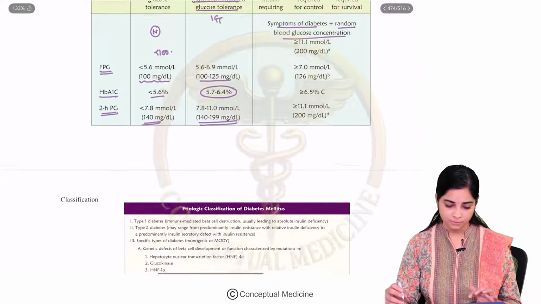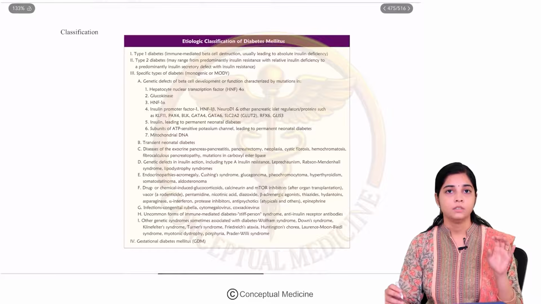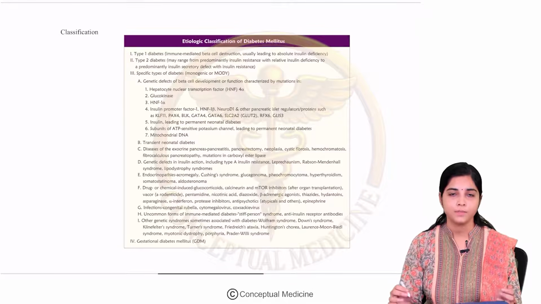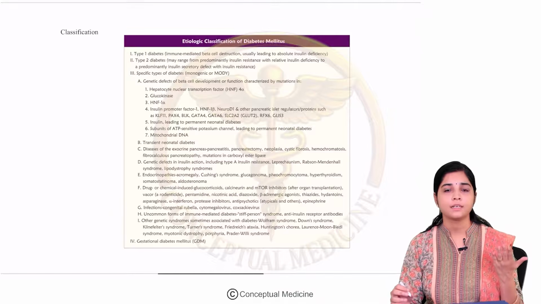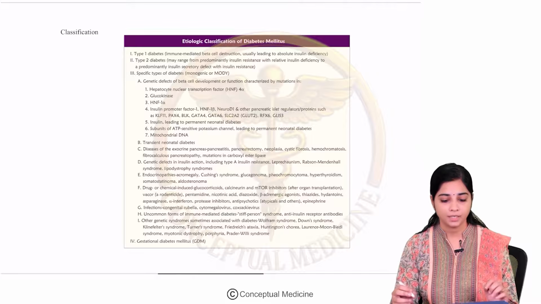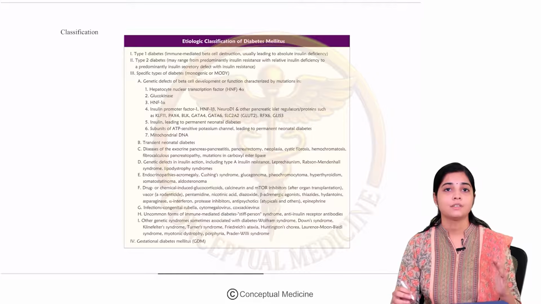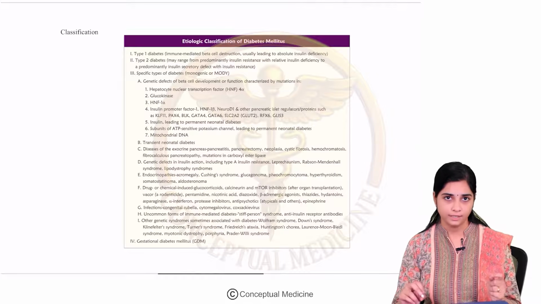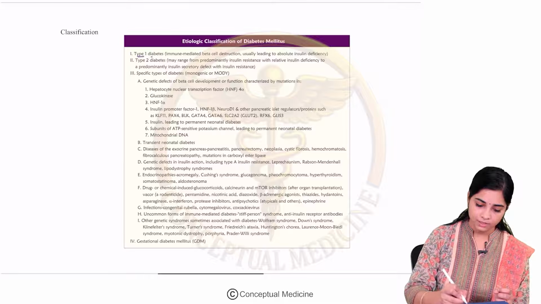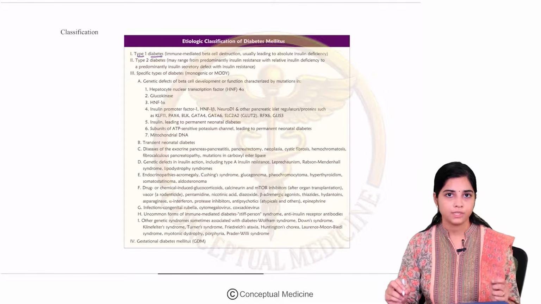Fine. Now let's move forward. So let us come to the etiological classification of diabetes. What you would be aware of is that diabetes is classified as type 1 and type 2 diabetes. But as you can see from the list, there is a whole list of etiological classifications of diabetes. So the first type is your type 1 diabetes.